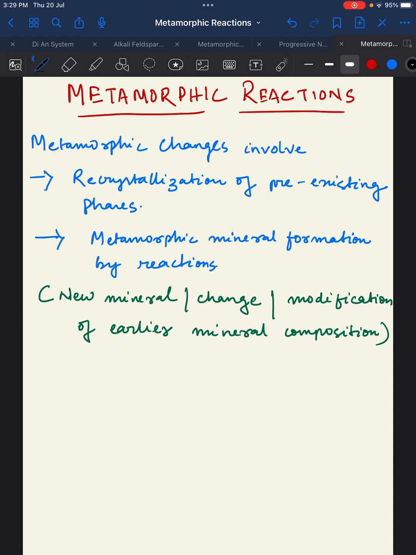Metamorphic mineral formation means that through reactions many new metamorphic minerals form, or any changes or modification of the earlier mineral take place. So this is also a kind of metamorphism. The reactions are also a kind of metamorphism, and the recrystallization is also a metamorphism.